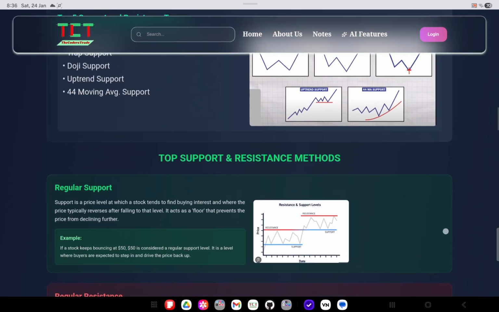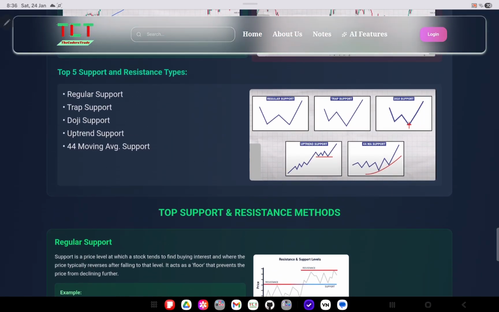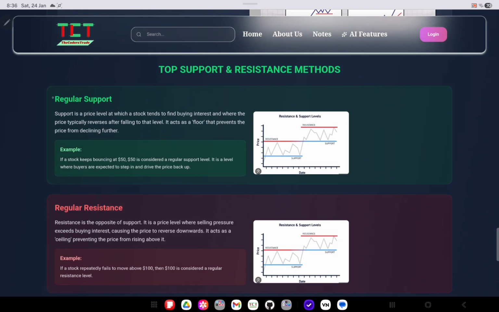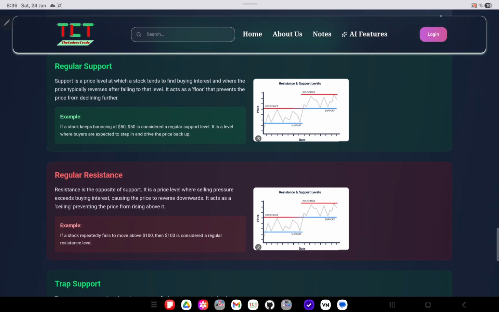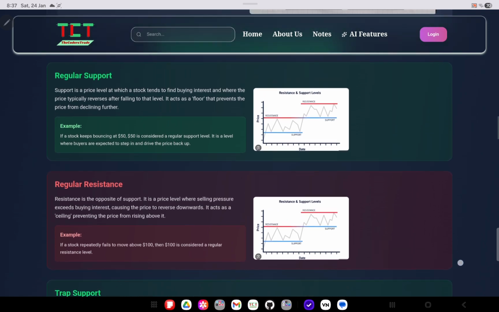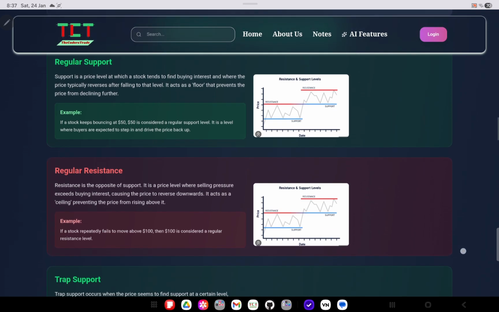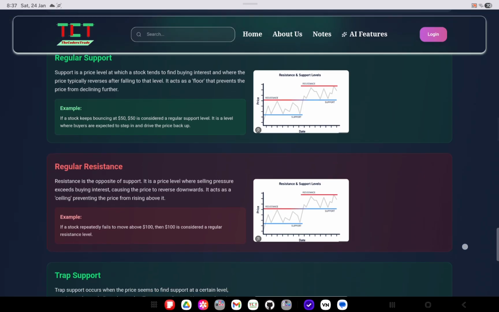Now let's see the most famous and common types of support and resistance. First up in this is regular support and resistance. Regular support is your classic floor. If a stock consistently bounces at 50 Indian rupees, that's your line in the sand. Regular resistance is that 100 Indian rupees wall the stock just can't climb.